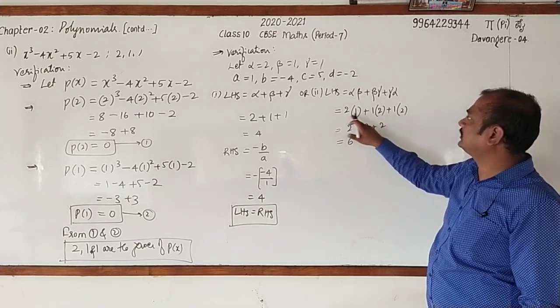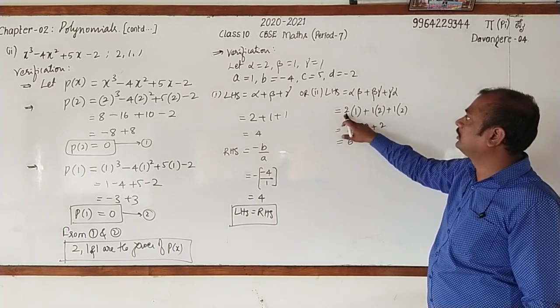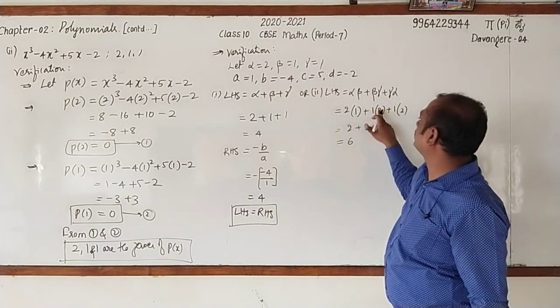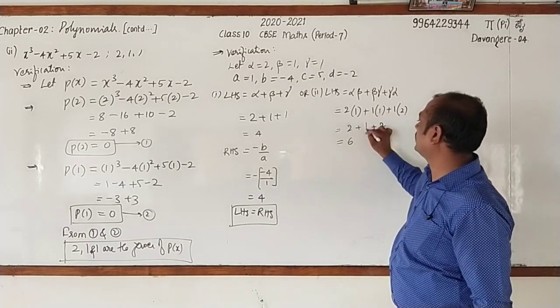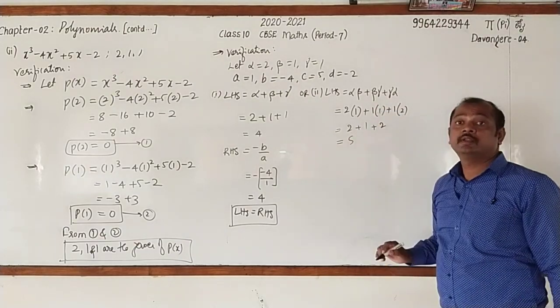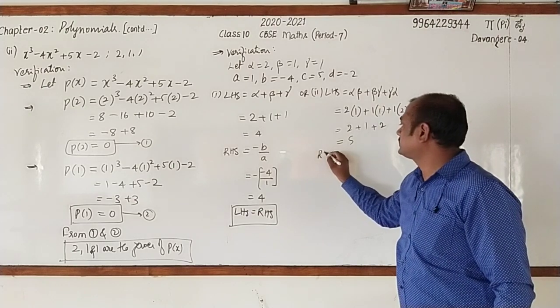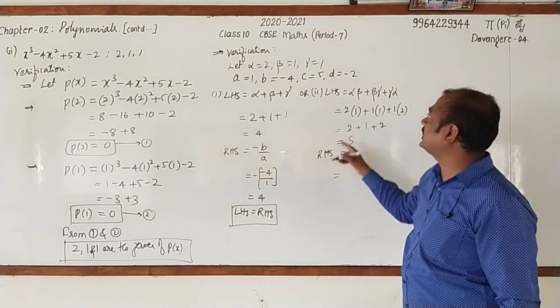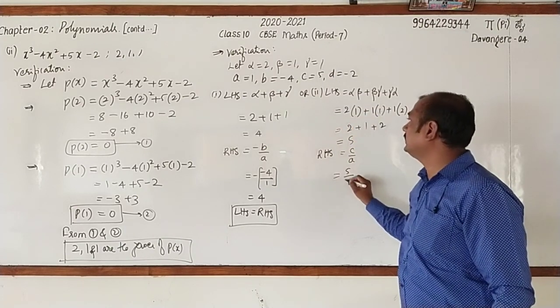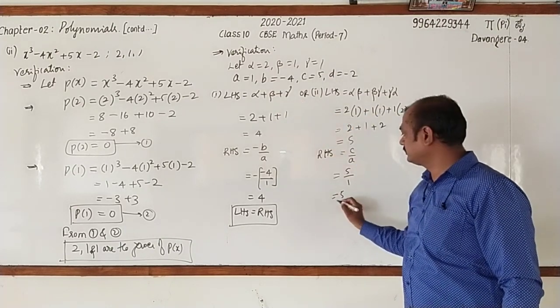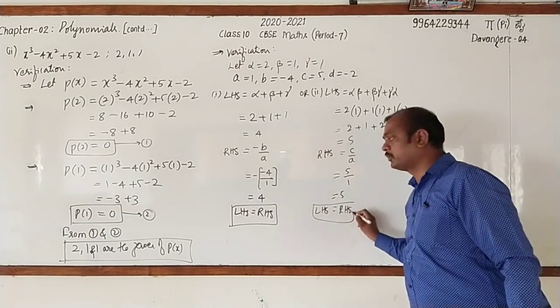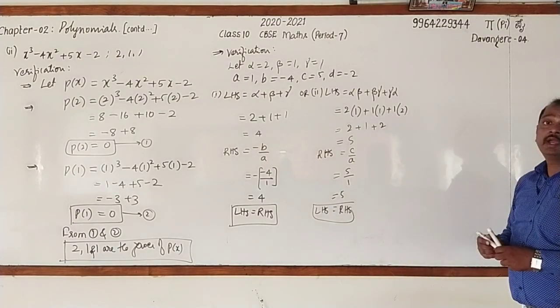Once we check that, look at alpha into beta, 2 into 1, then 1 into beta gamma, gamma is 1, it is 1, this will be 5. Next, RHS, what is RHS? It is C by A. What is C? C is 5, A is 1, 5 by 1 is 5, LHS is 5, RHS also 5, therefore they are equal.